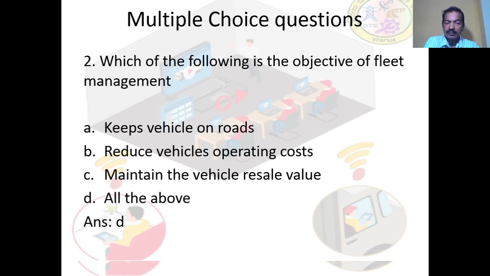Next, the second one: which of the following is an objective of fleet management? Keep vehicles on the road, reduce vehicle operating cost, maintain vehicle resale value, and all of the above. All three functions are the main objectives of fleet management. Therefore, the answer is D here.